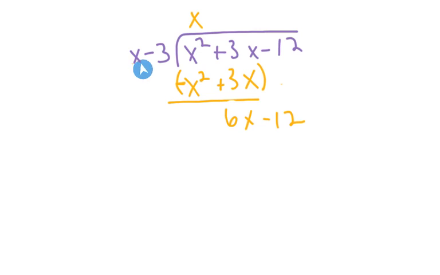Ask yourself, well, how do I get from an x to a 6x? Well, I multiply it by 6. Both things are positive, so it's a plus 6. Now let's multiply this 6 into both parts of our divisor. And we have 6 times x is 6x. 6 times a negative 3 is a negative 18. We're subtracting, so this now becomes a negative, and my negative 18 becomes positive. That'll cancel, and I'm left with a 6. That is our remainder.